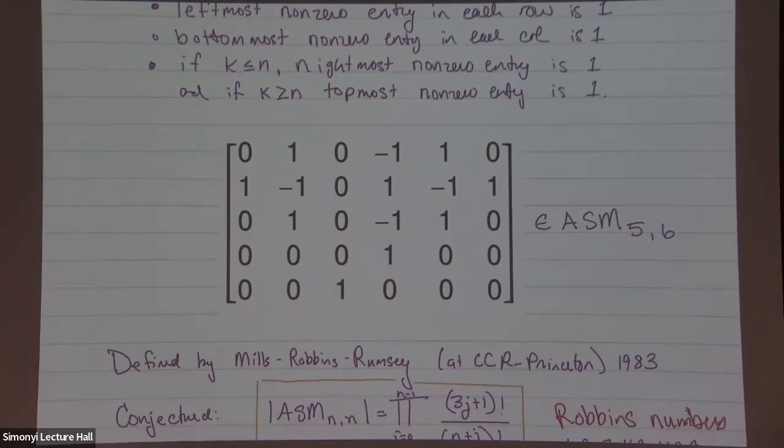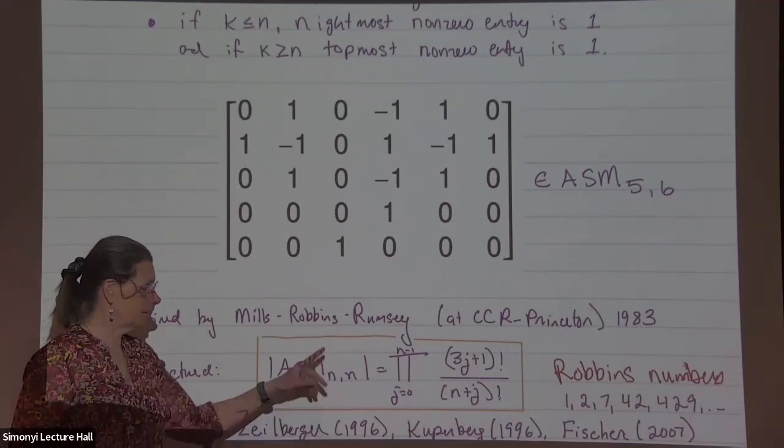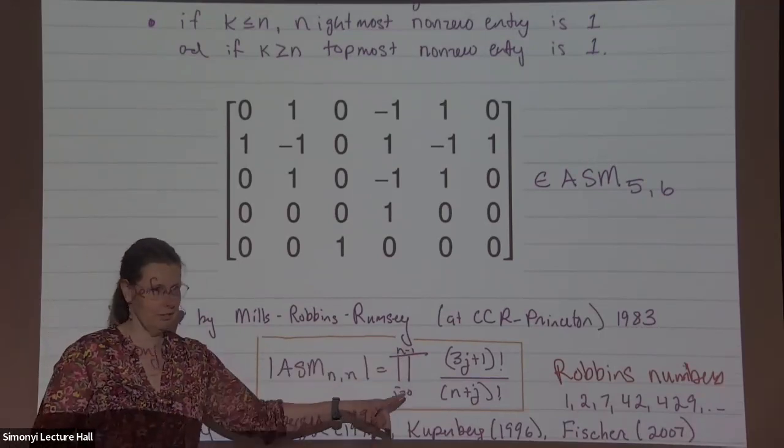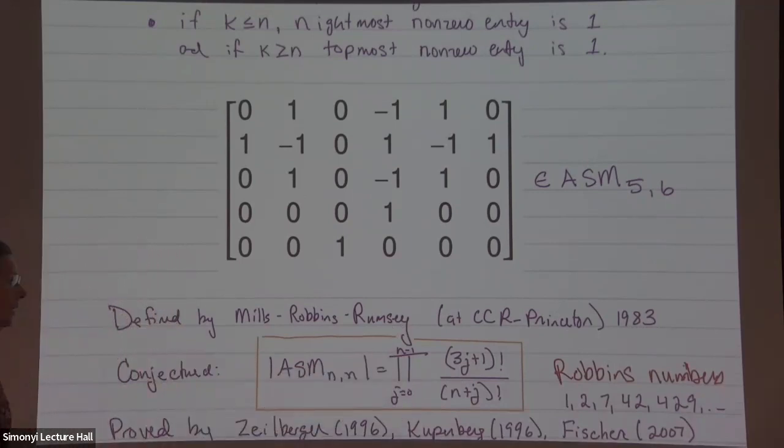Back in 1983. And they conjectured this beautiful formula for the number of square alternating sign matrices. This is exactly this very simple product. It's simple to compute, right? The product for j equals 0 up to n minus 1 of (3j plus 1) factorial divided by (n plus j) factorial. So it gives rise to the sequence 1, 2, 7, 42, 429, and so on. Definitely in the online encyclopedia of integer sequences. These are called the Robbins numbers. They were studying these things because it comes up when you study taking determinants via Dodgson condensation. And so they made this conjecture, and it is a theorem.